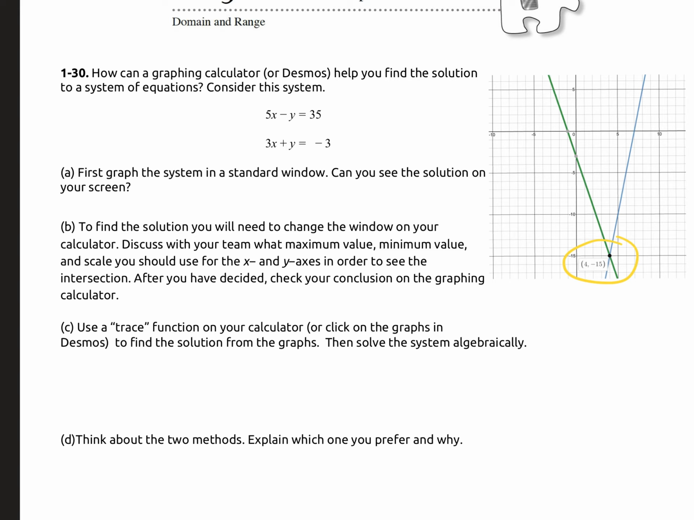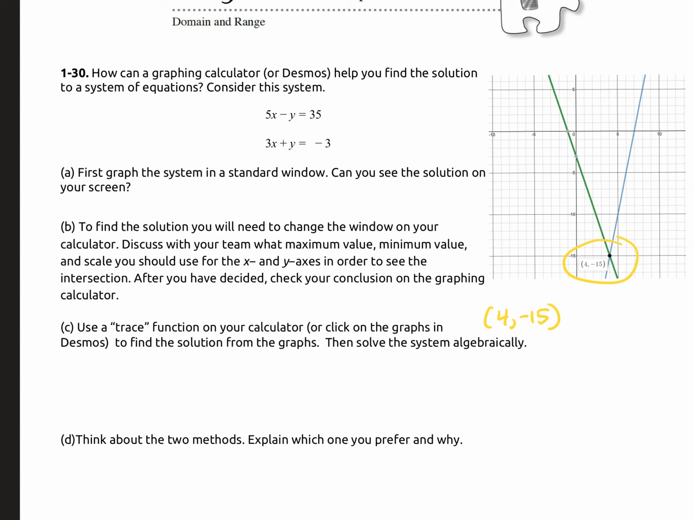Now, if you were using your graphing calculator, you would probably have to trace to figure that solution out, but on Desmos, you can just click on that point and it'll highlight the solution for you. So we know that the solution is the point (4, -15). Now, how do we solve this algebraically?